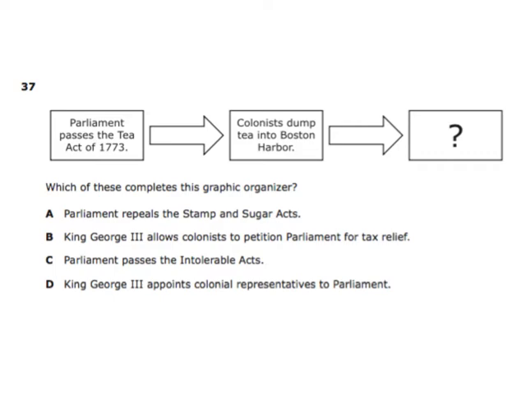All right. King passes the Intolerable Acts. Remember, the Intolerable Acts were originally called the Coercive Acts. They're intolerable because they're unfair to the colonists, and it's a way to punish them for the Boston Tea Party thing.